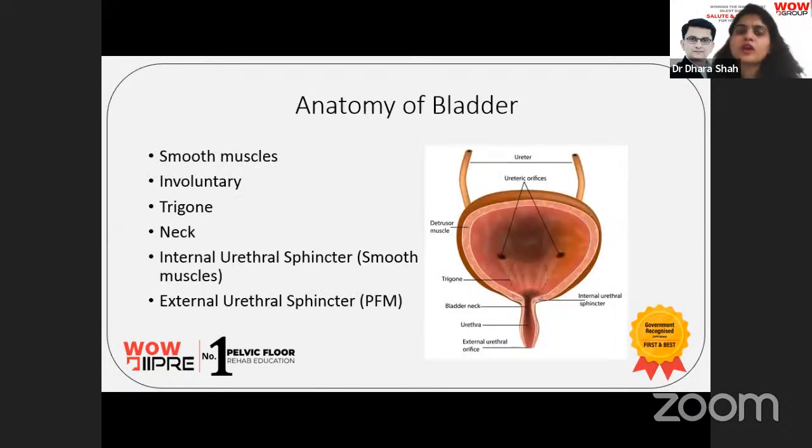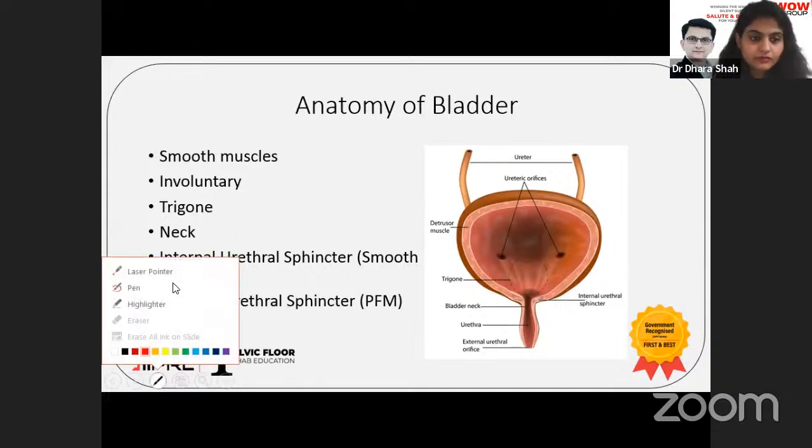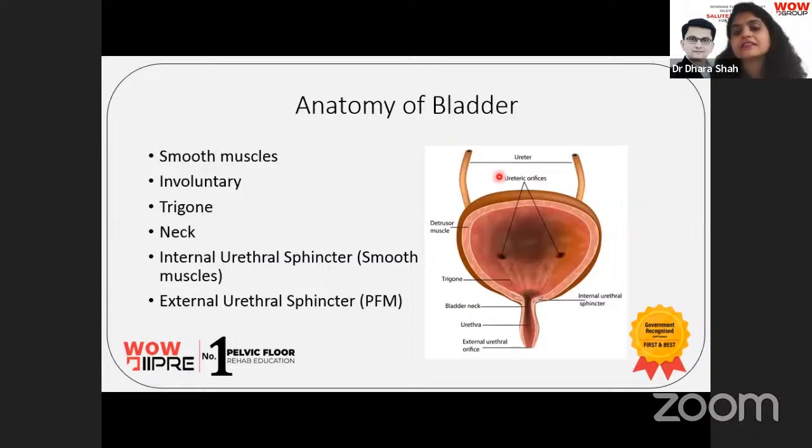So before going into understanding the pathophysiology, I would like to quickly jot down the points of the anatomy of the bladder. When we talk about the bladder itself, it is a smooth muscle made up of the detrusor muscle. There are three layers of the bladder: the superficial, middle, and the deep layer. And it has a body. This is the body, this is the neck of the bladder, and this is the trigone of the bladder.